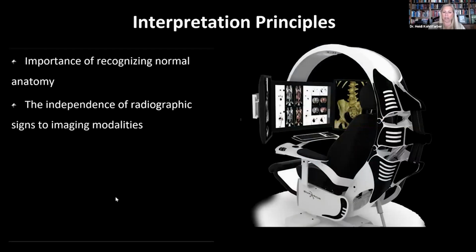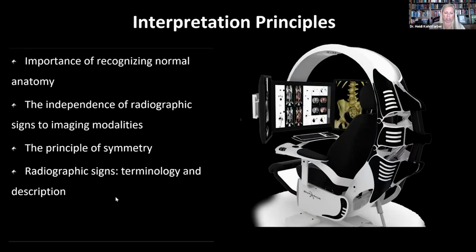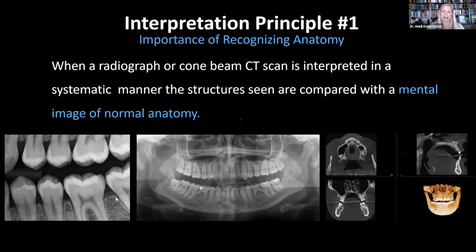Okay, so our interpretation principles: recognizing our normal anatomy, independence of radiographic signs to imaging modalities, principle of symmetry, terminology and description, and our categorization. So again, having that mental picture of normal anatomy is very, very important. I talked about taking a course, looking at a book. I think we do have an anatomy CBCT course on my website as well that you can go to and look at. Just having that mental image of normal can help you determine if what you're looking at is normal versus abnormal.